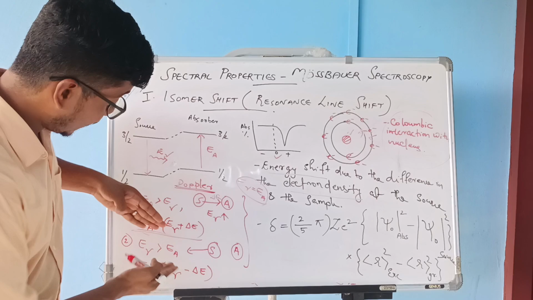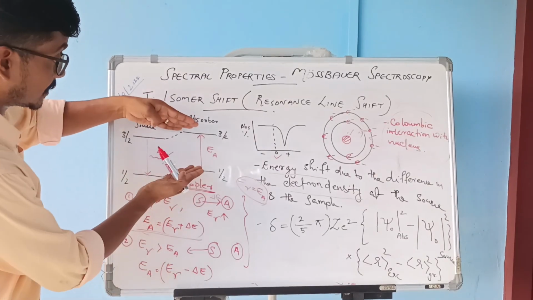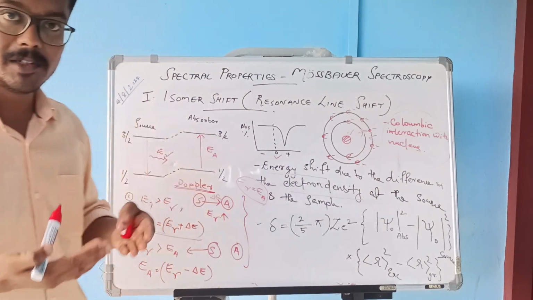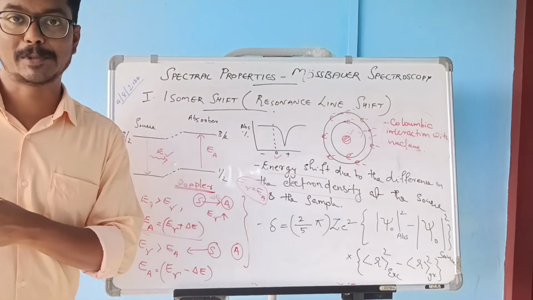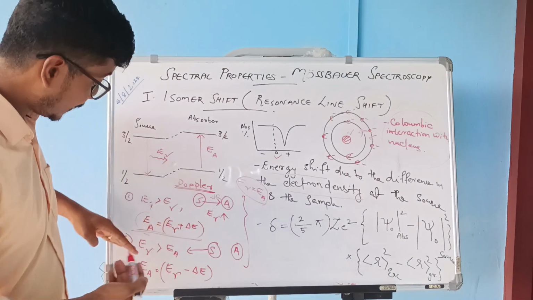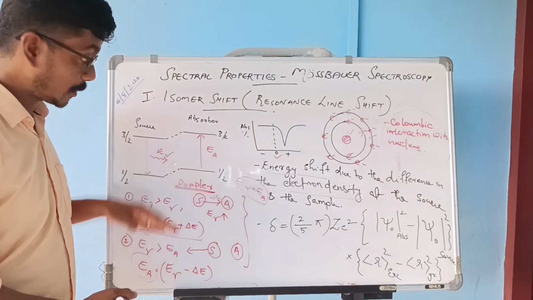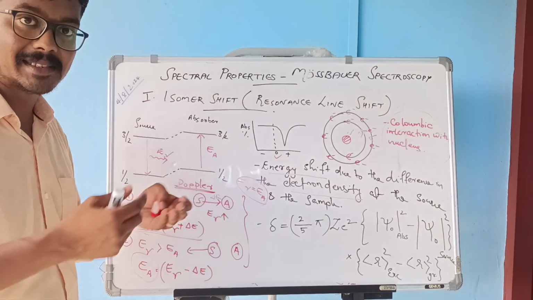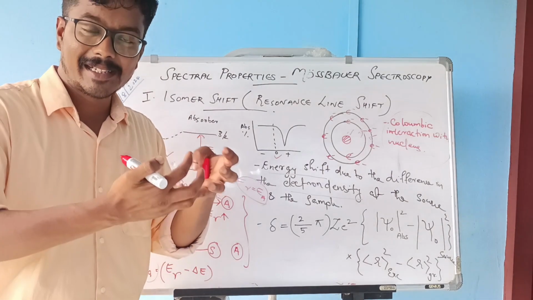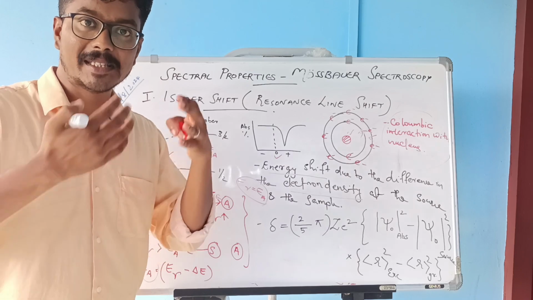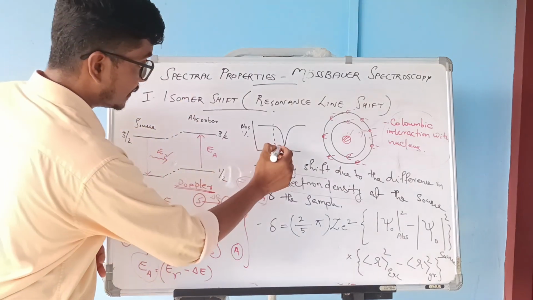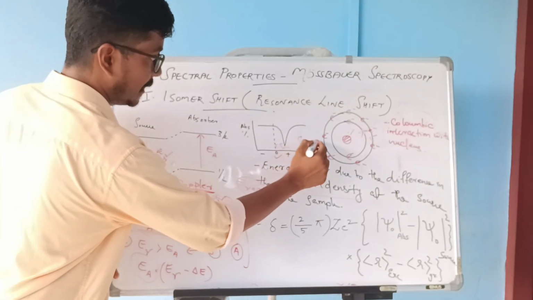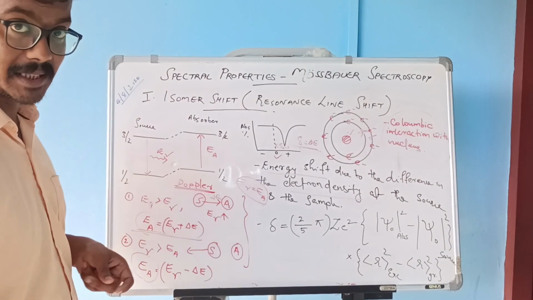If the energy gap of the absorber is smaller when compared with the emitted gamma radiation, what is going to happen? The source will move away from the absorber. As a result of that, the actual energy of the absorber or energy gap will become E gamma minus delta E. This delta E is the change in the difference, the change from the central point, right? And this is delta E, or delta is equal to delta E, and this is called chemical shift.